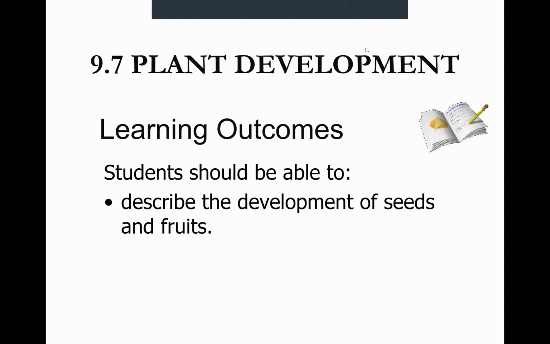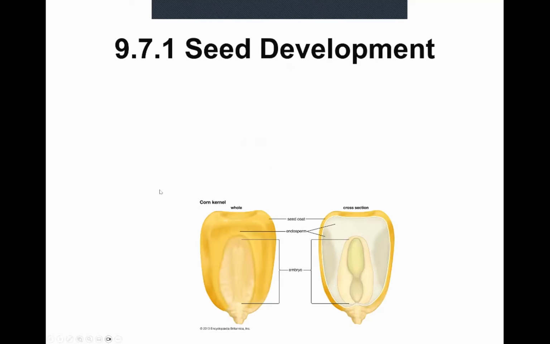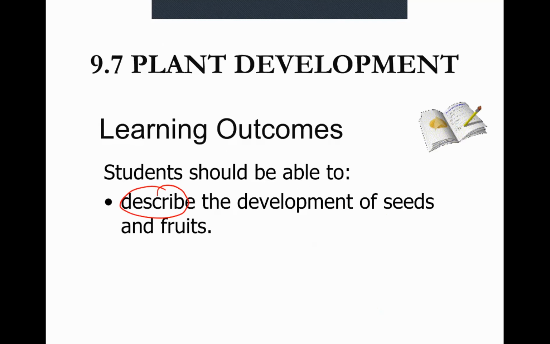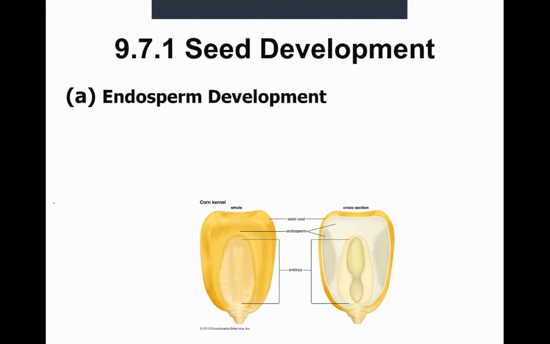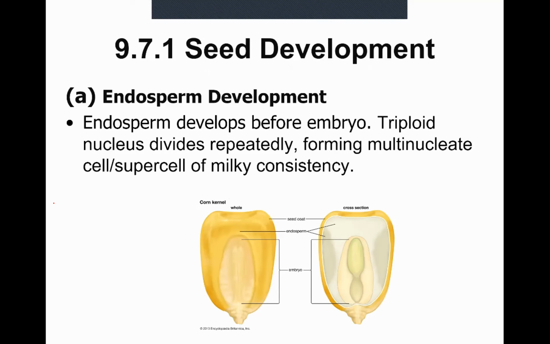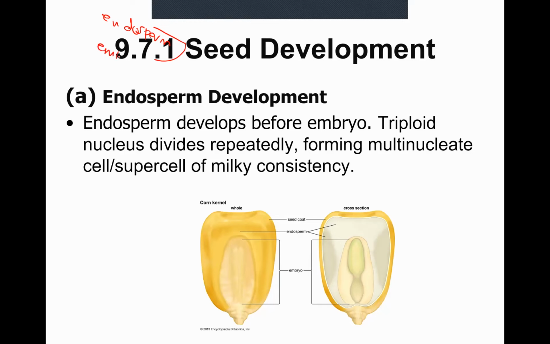Right. Next, let's go to plant development. Okay. Right. So the LO for plant development includes describing the development of seed and fruit. Okay. Right. So we start with the seed development. Under the development of seed ada dua. Right. Satu, development of the endosperm, and number 2 is the development of the embryo.